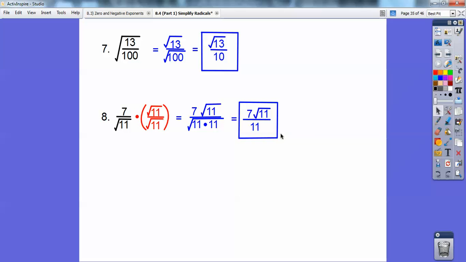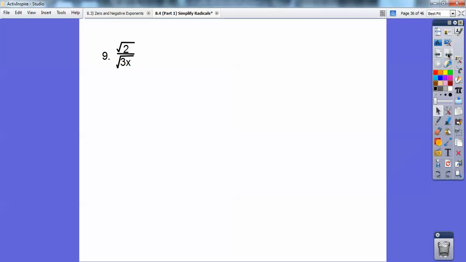And a real common error, students want to cancel these 11s right here. I can't, because this is an innie and this is an outie. They either got to both be outies or both be innies to cancel, and I can't when one's an innie and one's an outie. So that's the answer right there, 7 root 11 over 11. Okay, how about this one?